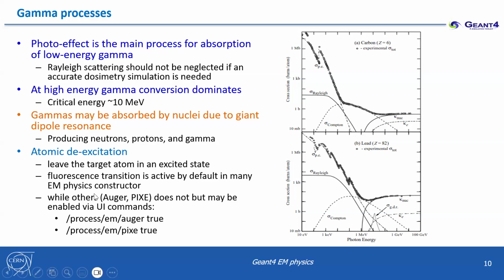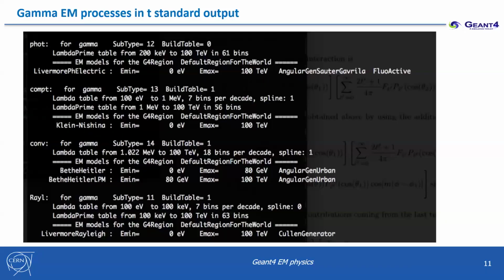We have special UI commands to enable Auger electron production. If you put this line in your macro file, or even PIXE, it may be taken into account for gamma and electrons. PIXE is particle-induced X-ray emission. And by default, both processes are disabled because we don't want to have performance penalties.